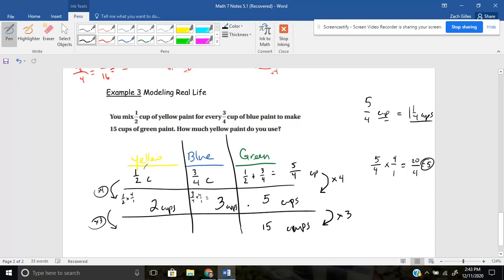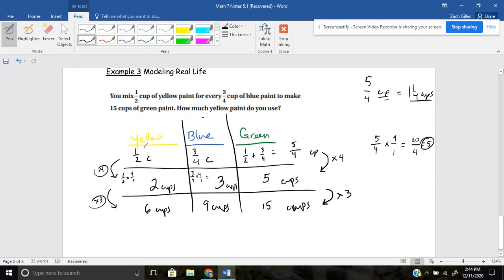Okay? And so if I use 2 cups of yellow and 3 cups of blue, that'd give me 5 total cups of green, and that'd be the right ratio. But I don't want 5 cups again, I want 15. So that's why I multiply by 3. So 2 times 3 would give me 6 cups of yellow, and 3 times 3 would give me 9 cups of blue. So when I add 6 and 9, I do get 15, and it's that same ratio as what I started with. Okay, so the question asks, how much yellow paint do you use? You use 6 cups of yellow paint.